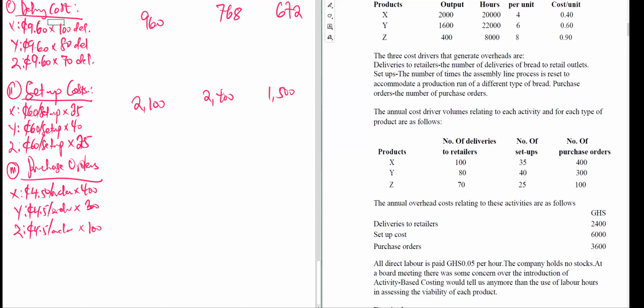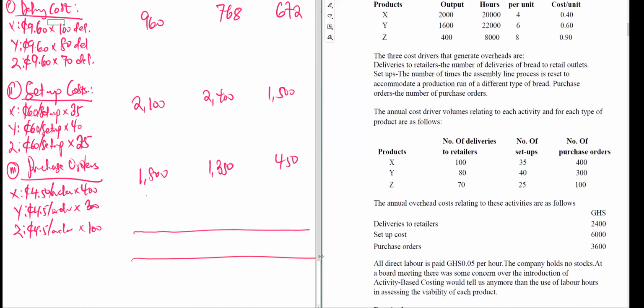4.5 by 400, that is 1,800. 4.5 by 300. This guy gets 1,350. 4.5 by 100 gives us 450.